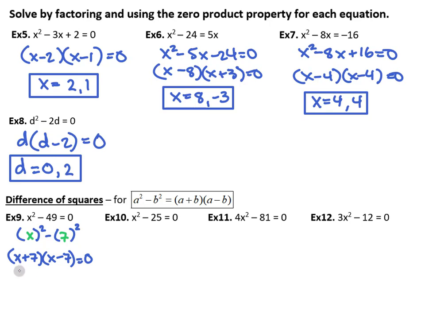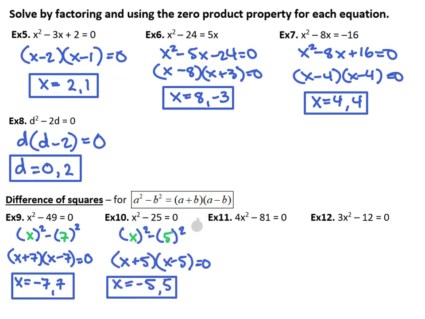And like before, if we set each factor equal to 0, we should get negative 7 from our first factor and positive 7 from the second. Okay, try example 10. See if you can come up with the correct factors. You could solve either of these with square roots. Technically, that is faster, but let's practice the difference of squares for now, because there are times where we want to factor and not solve, so square roots won't help us. So try 10, pause the video.